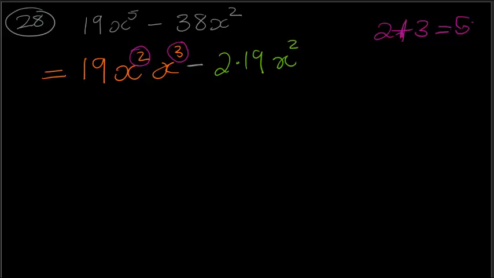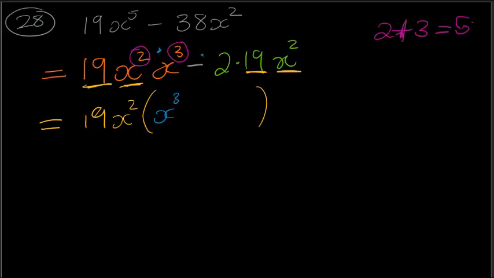So now we're looking for our common factors. 19 is in common, x squared is in common. That's what we take out. And what is left is going to be x cubed minus 2. And that is our final answer.